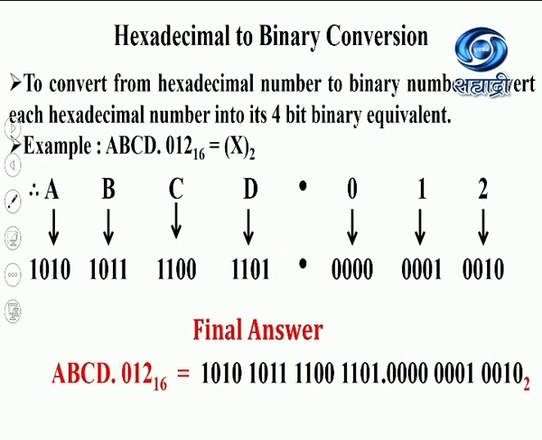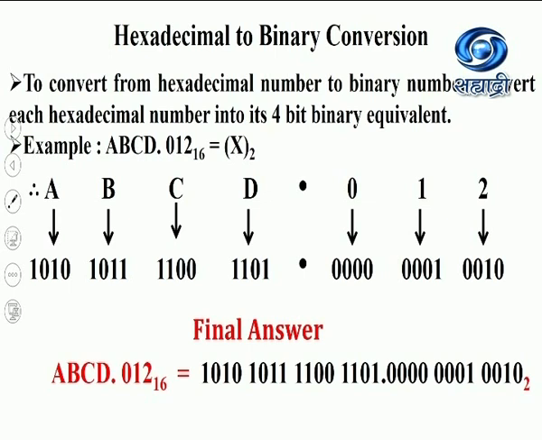So let us start with the new topic, that is hexadecimal to binary conversion. To convert from a hexadecimal number to a binary number, convert each hexadecimal digit into its 4-bit binary equivalent. For example, here we have ABCD.012, a hexadecimal number. For this given hexadecimal number, we are going to find the binary number by finding the binary equivalent of each hexadecimal digit. So A is 1010, B is 1011, C is 1100, D is 1101.